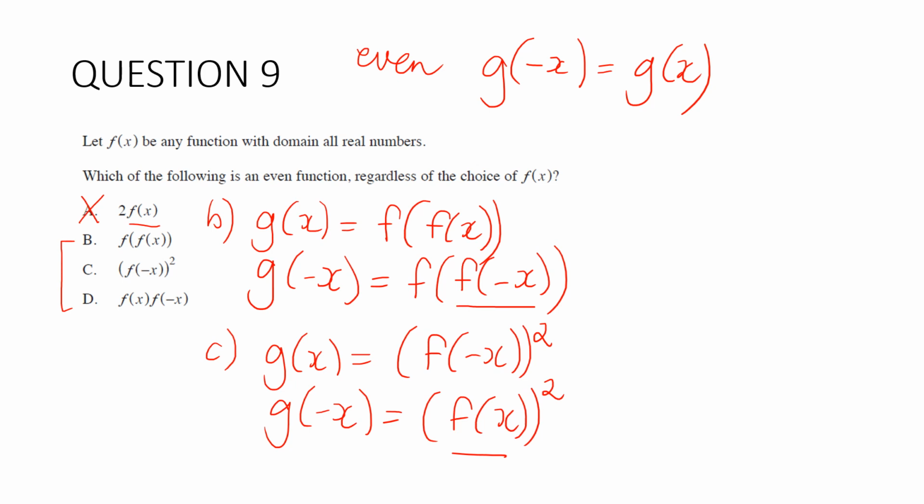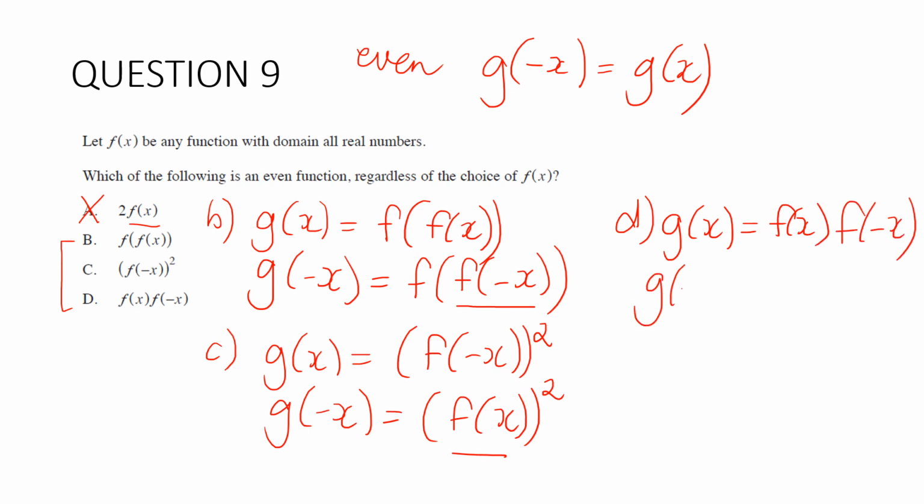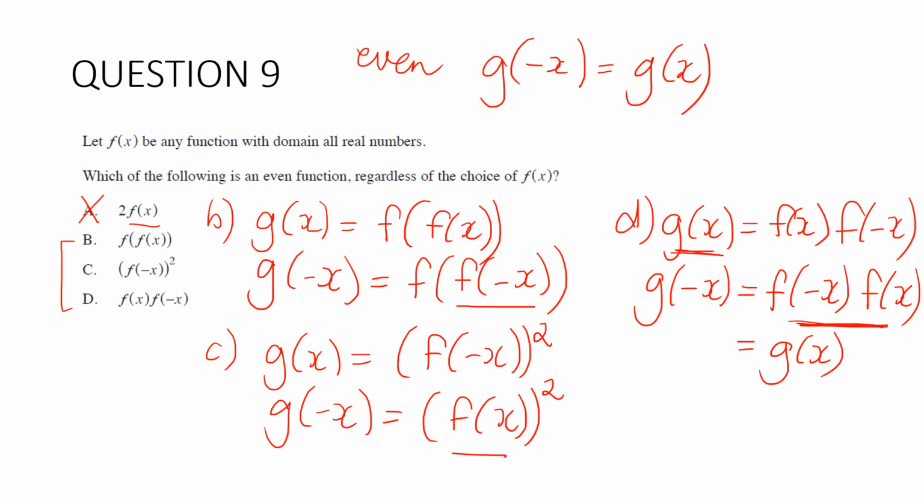Let's have a look at D. In this case, we've got g of x is equal to f of x times f of negative x. And so g of negative x is equal to f of negative x multiplied by f of x. And that is g of x, isn't it? And there's our definition for an even function. And so our answer is D.